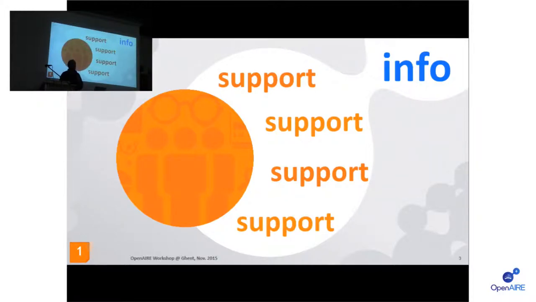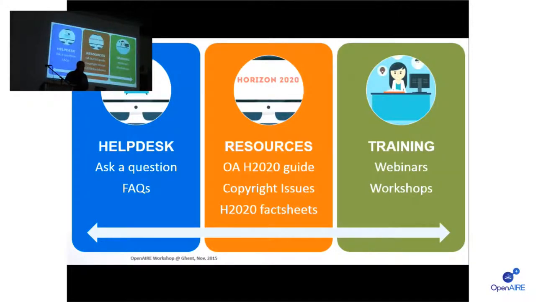to have materials and services to provide useful information, useful guides, different types of information. So mainly we focus on some useful resources, guides. We have a specific guide for the open access mandate in Horizon 2020, some fact sheets that all of you can reuse, disseminate or translate, and also some useful information about copyright issues.